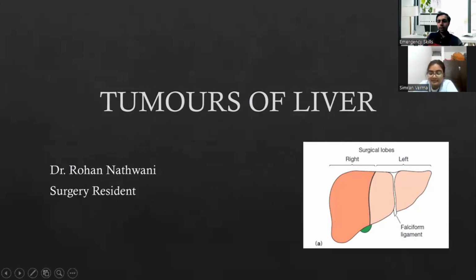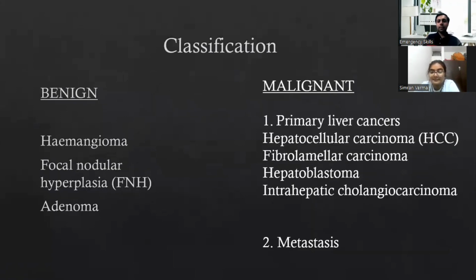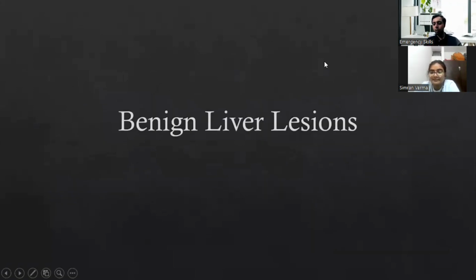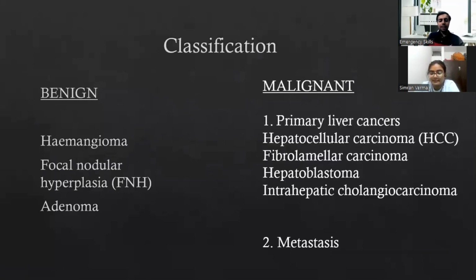So let's begin with the topic. First we'll begin with the classification. There are two types, that is benign and malignant. The most common benign tumor is the hemangioma. Then we have focal nodular hyperplasia and adenoma. In malignant, we have two things: the primary liver cancers, and metastasis. In malignant cases, metastasis is more common. In primary, we have HCC, that is hepatocellular carcinoma, fibrolamellar carcinoma, hepatoblastoma, and intrahepatic cholangiocarcinoma.